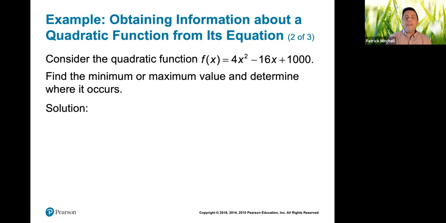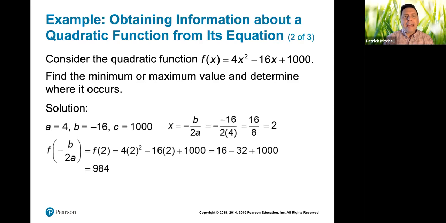So the next question is, find the minimum or maximum value and determine where it occurs. So this is exactly what I was talking about a minute ago. Find the minimum or maximum value. That's going to be the y value. Determine where it occurs is going to be the x value. So we'll actually answer that second question first. All right, so we have a equals 4, b equals negative 16, c equals 1,000, which means negative b over 2a comes out to negative negative 16 over 2 times 4, which is 16 divided by 8, which is 2. We already decided this was a minimum. So the minimum value occurs at x equals 2. And the minimum value is f of 2, which is 4 times 2 squared minus 16 times 2 plus 1,000. That comes out to 984. So the minimum value of this function is 984.